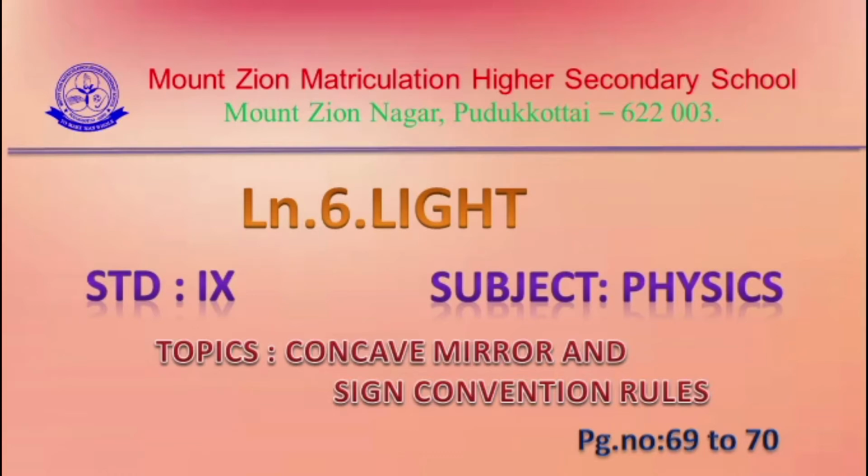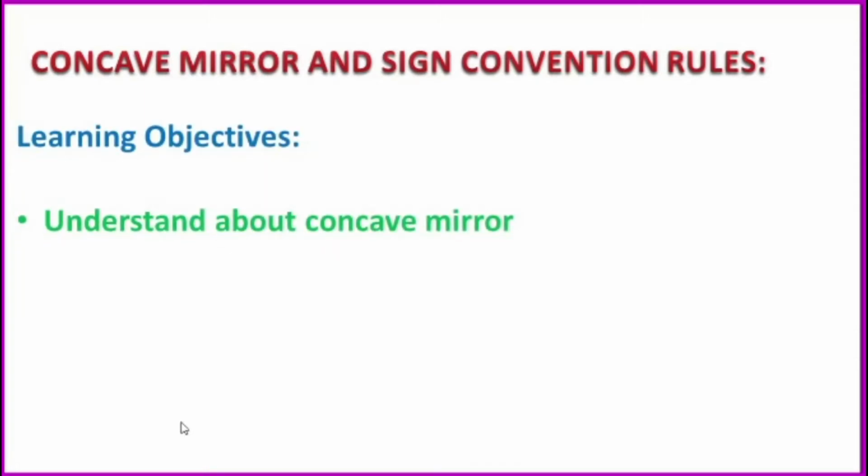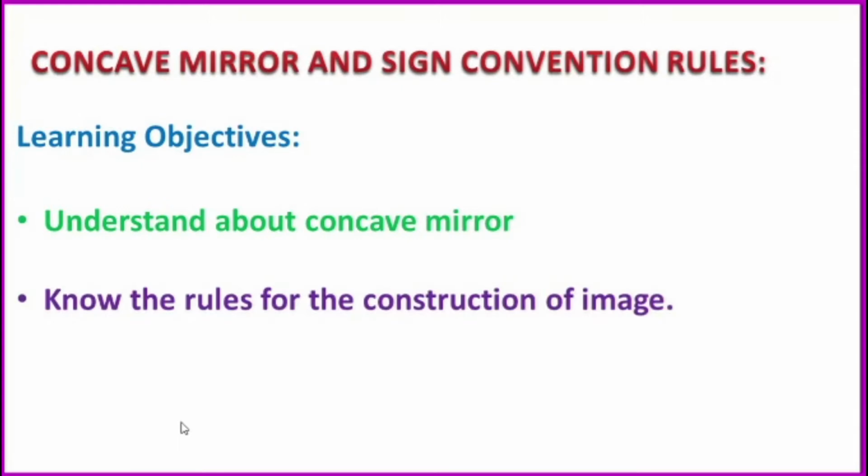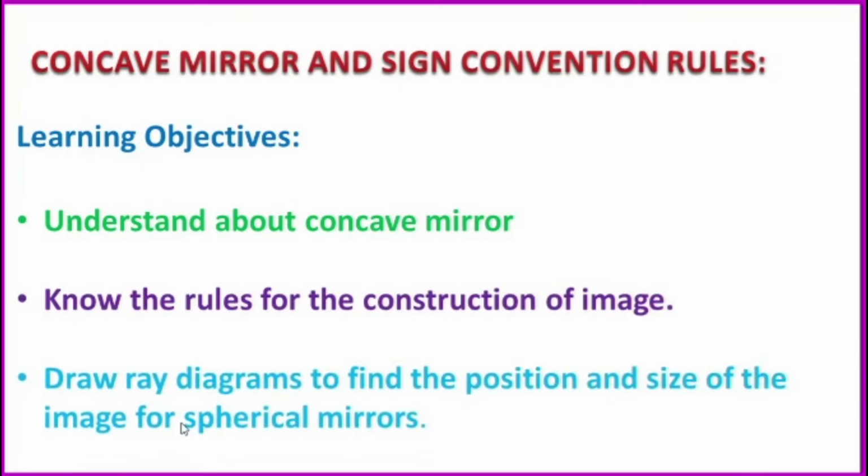Good morning, students. Today you will learn about lesson 6, Light, on the topic concave mirror and sign convention rules. Page number 69 to 70. Learning objectives of today's class are: understand about concave mirror, know the rules for the construction of image, and draw ray diagrams to find the position and size of the image for spherical mirrors.